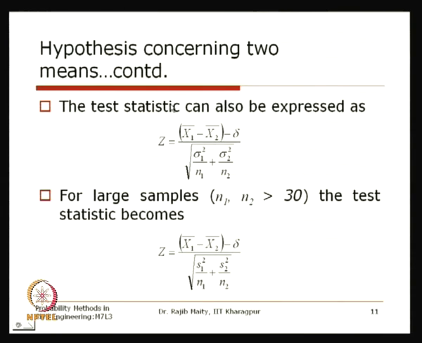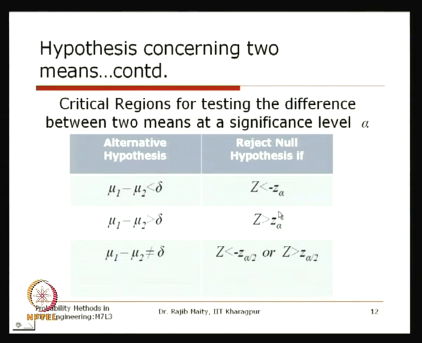So the test statistic here can be x1 bar minus x2 bar minus delta, divided by the standard deviation for this difference, which is the square root of sigma 1 square by n1 plus sigma 2 square by n2. For large samples, as I was telling, if they are greater than 30, then this can be easily replaced by the sample standard deviation, and it is again a standard normal distribution. This is for the large sample, and after this we will also see the small sample.